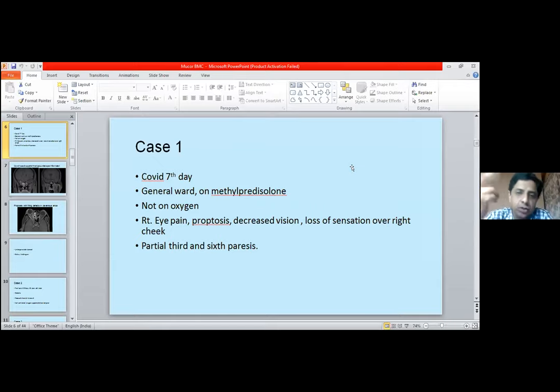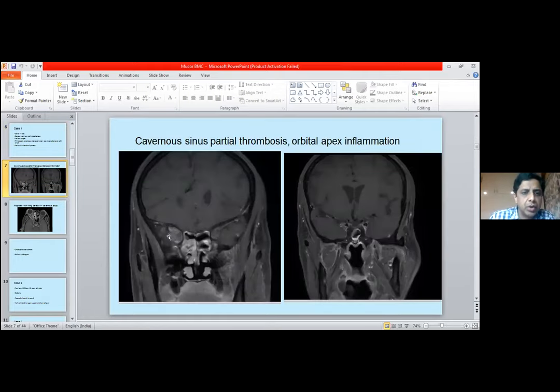This decreased sensation over the cheek is quite an interesting finding. The maxillary nerve, which comes out from the infraorbital foramen, can get damaged there, and this can cause sensory loss. Or if it goes into the cavernous sinus also, there can be sensory loss. And he had partial third and sixth nerve palsy. The MRI showed some enhancement in the region of the orbital apex, as well as partial thrombosis of the cavernous sinus.